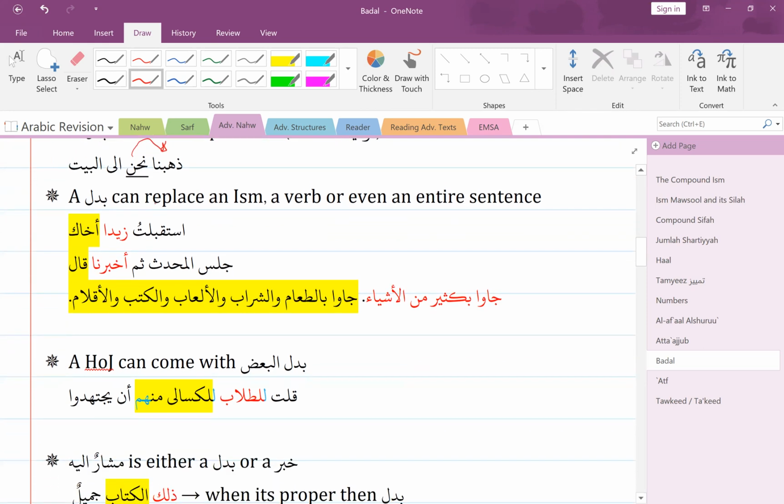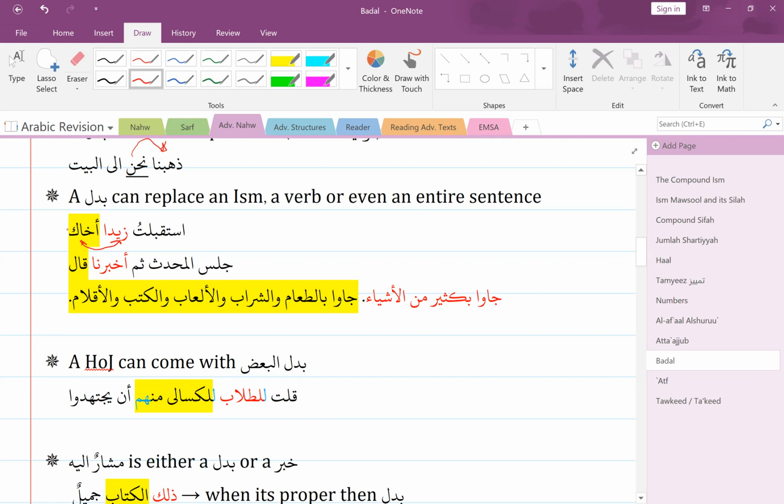Now, the other thing about badal is that it can replace an ism, it can replace a verb, or even an entire sentence. So it can just replace one single ism. Like, for example, استقبلت زيدا. I met Zaid. أخاك, your brother. So Zaid is being replaced or substituted with أخاك. استقبلت أخاك. استقبلت زيدا. It's the same thing, because maybe you have only one brother and his name is Zaid. Okay, so that's just replacing an ism with an ism.